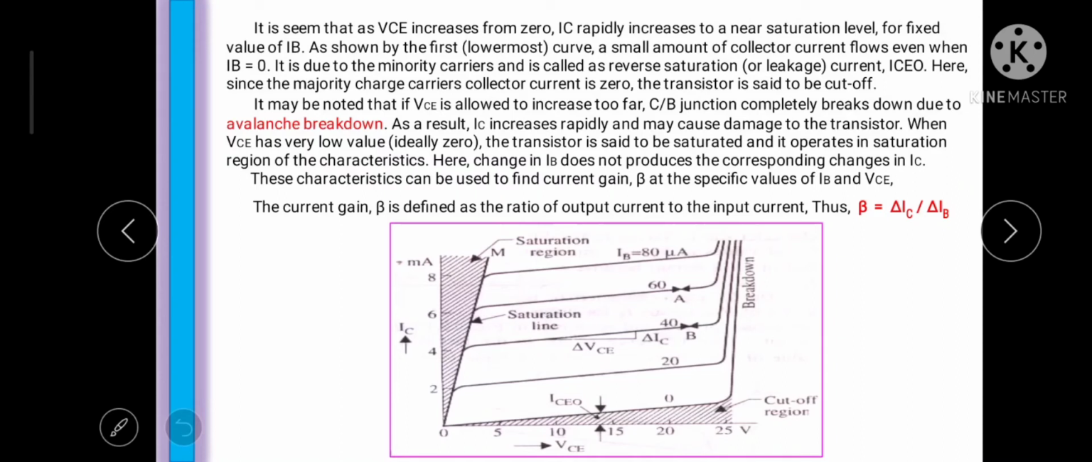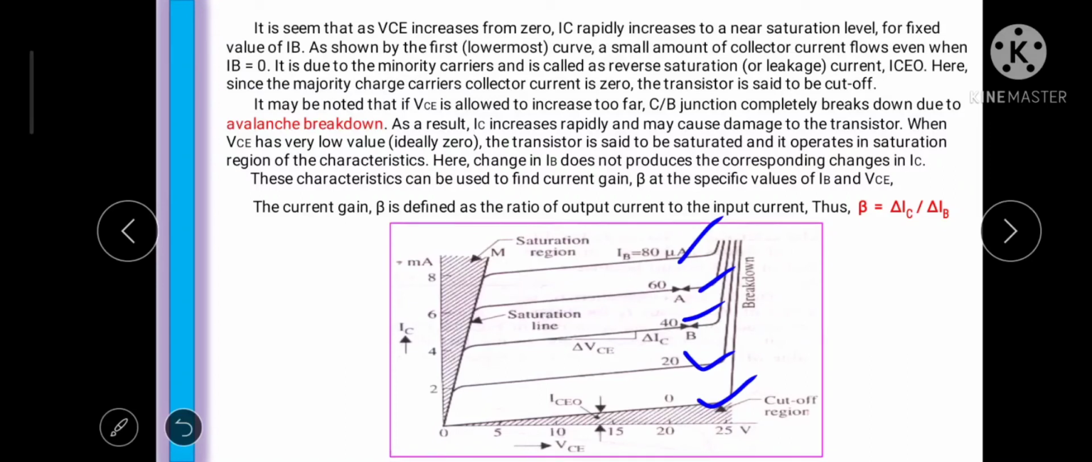In these characteristics, various curves are shown for different values of base current. For example, the first curve is for base current equals 0. Second curve is for base current equals 20 microampere. Third is for 40 microampere. Next is for 60 microampere. And the last one is for base current equals 80 microampere.